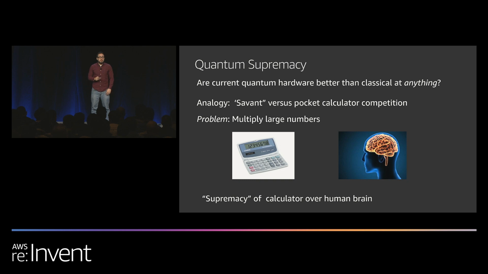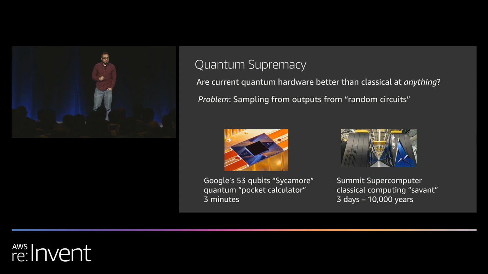So in this language of supremacy, you could think of this as the supremacy of the calculator, this rudimentary classical computing device, over the human brain, this highly complex system. What we want to do is the same with quantum computers now. So what is the problem? Instead of multiplying large numbers, we want to take probabilistic samples from the output distribution of circuits which have no functionality. We just choose the gates at random. What is the version of the pocket calculator? What is the very simple quantum device which is nonetheless already pretty powerful for this particular task?